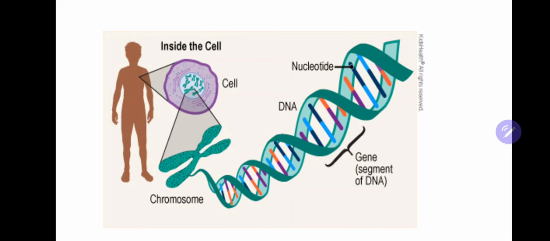Inside that nucleus, we can see thread-like structures known as chromosomes. And if we examine a chromosome clearly, we can see that these chromosomes are made up of DNA. And this DNA consists of nucleotides.